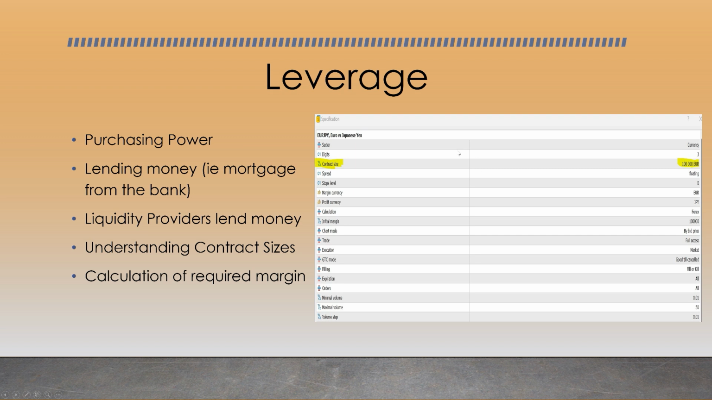So this is what you're going to see on the contract specification from MT4 or MT5. It's always 100,000 units of any currency. This is very important because for one lot, this is the contract size, 100,000 euros. On the next slide, we're going to look at how we calculate the required margin we need in the account to open this one lot, and the minimum size we can open, and so on.